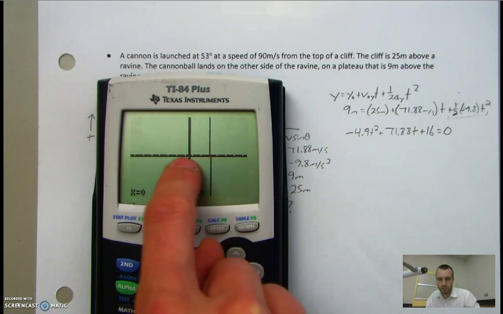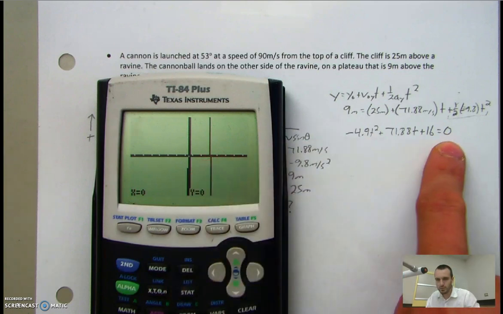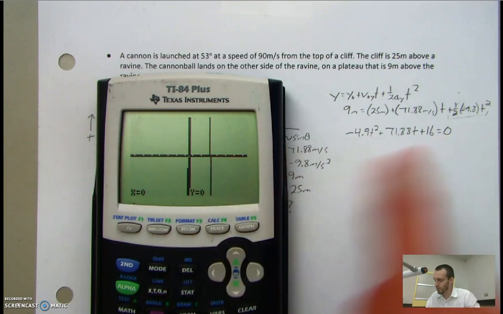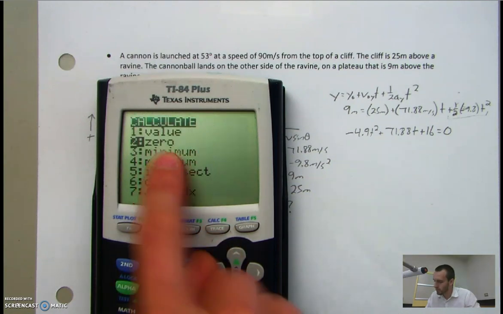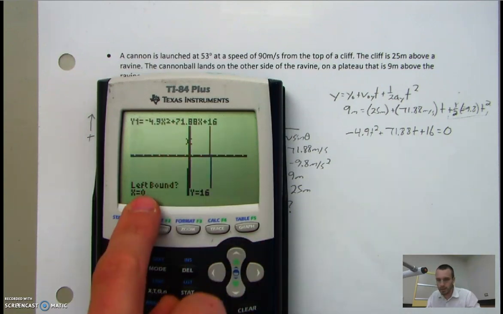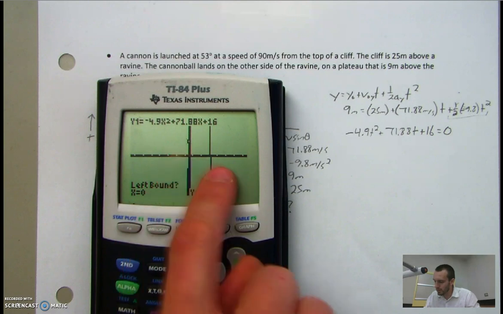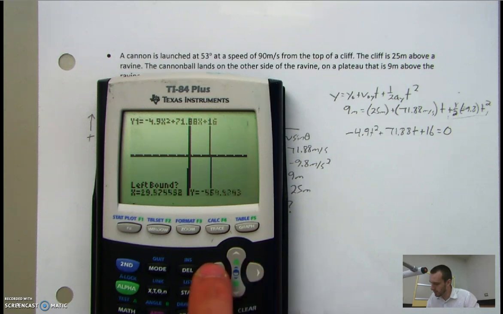The reason is, look, that's where y would be equal to 0, and we've set this equal to 0. So we want to hit second, calc, the second key and the calc key right here. Second calc, we want it to find that value where it crosses the 0. Now you'll notice this little blinky thing here, and it says left bound. It wants me to put this little blinky thing just to the left of that axis intersection. So I'll use the right key to toggle over a bit here, and I might have actually gone too far.